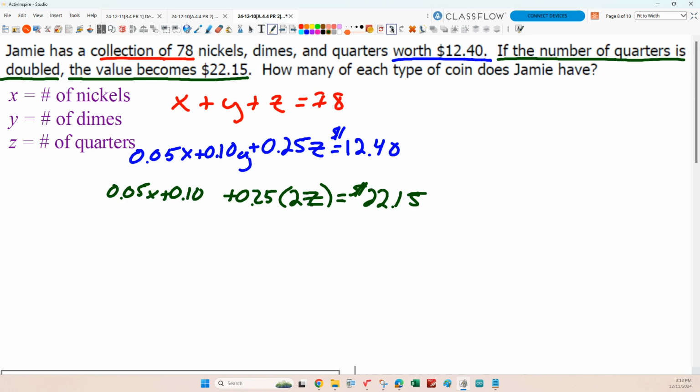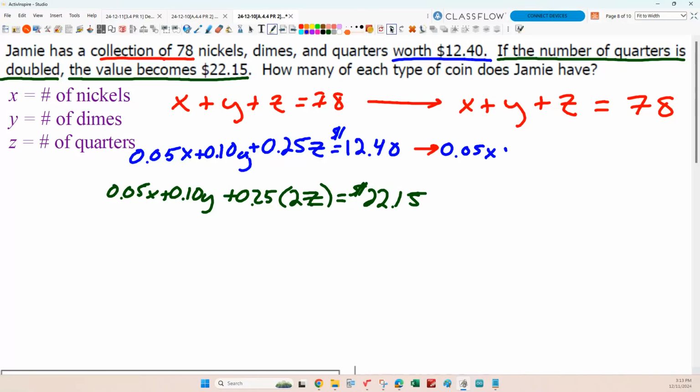0.05x plus 0.10y. Agreed? Okay, so then all that does is change that bottom equation. So the top one stayed the same: x plus y plus z equals 78. The middle one stayed the same: 0.05x plus 0.10y plus 0.25z equals 1240.